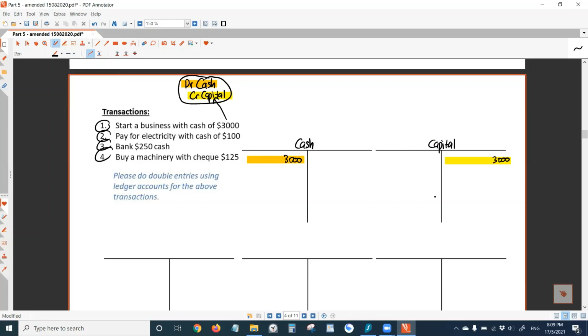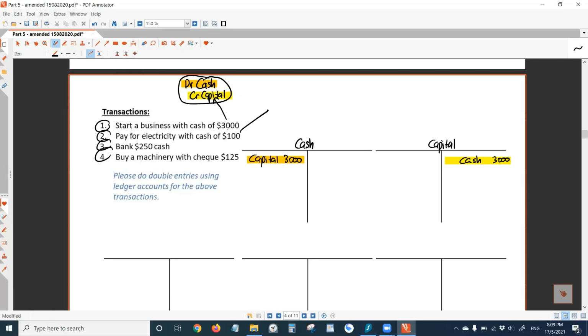Okay, now the detail, write the name of the other account, which means you should write capital here, and then you should write cash here. Okay, now I'm going to do it faster, because that's not what I want to teach you today. But this would lead me to talking about the trial balance that you have to learn today.